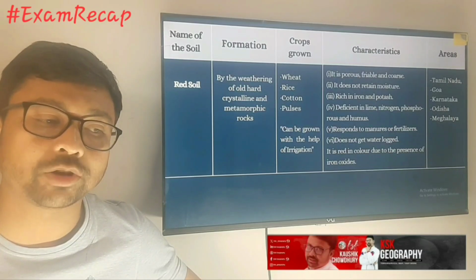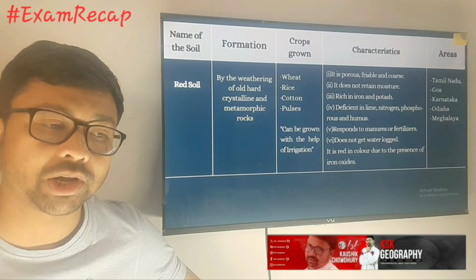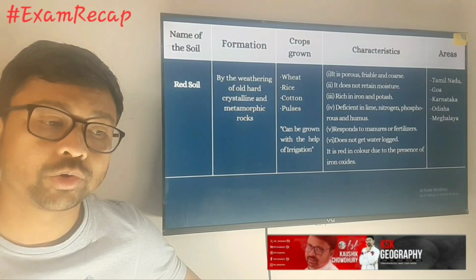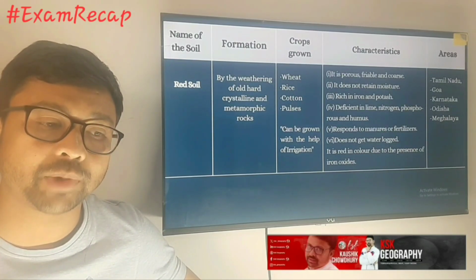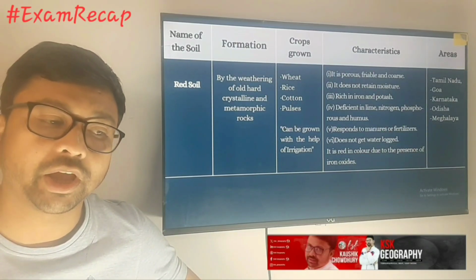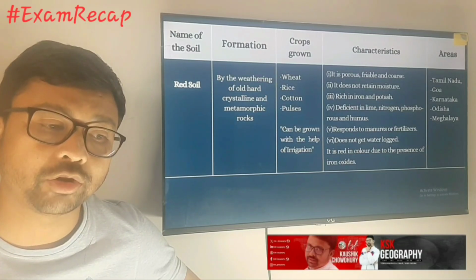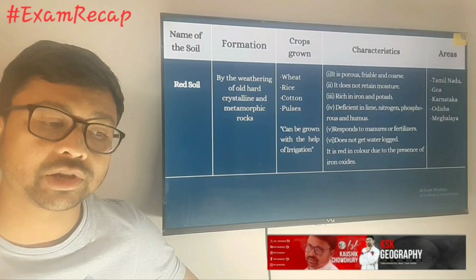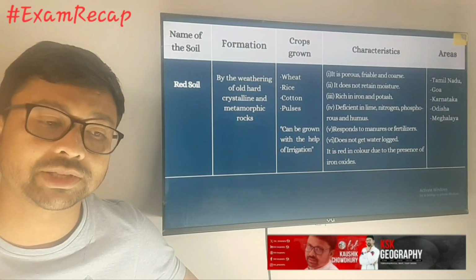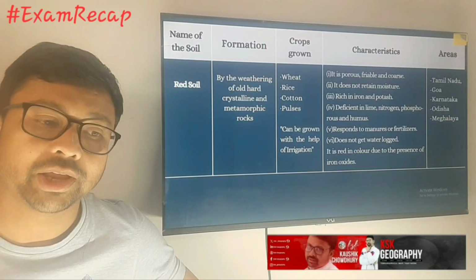Characteristics: that is, it is porous, variable and coarse. That's why it cannot hold water. It does not retain moisture, which is rich in iron and potash, and deficient in lime, nitrogen, phosphorus and humus. It responds to manure or fertilizer and does not get waterlogged, and it is red. It is red in color due to the presence of iron oxide. These are the characteristics of red soil.